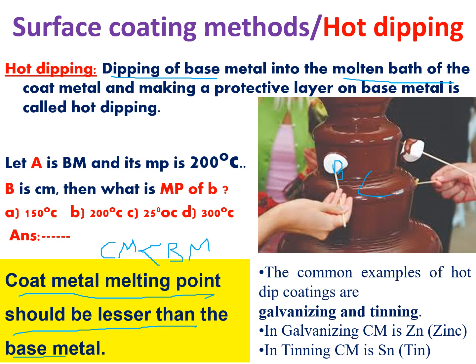So here is one question: base metal A has a melting point of 200 degrees centigrade. What is the ideal melting point for coat metal B?